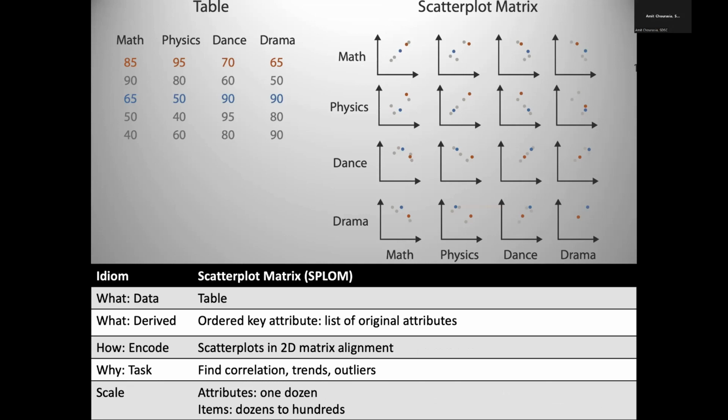So this is a SPLOM. And again, the idea here is it can help you in finding correlations, trends, and outliers. But when we are looking at scale, maybe we can look at about a dozen attributes, but we can have hundreds of items in each of them.